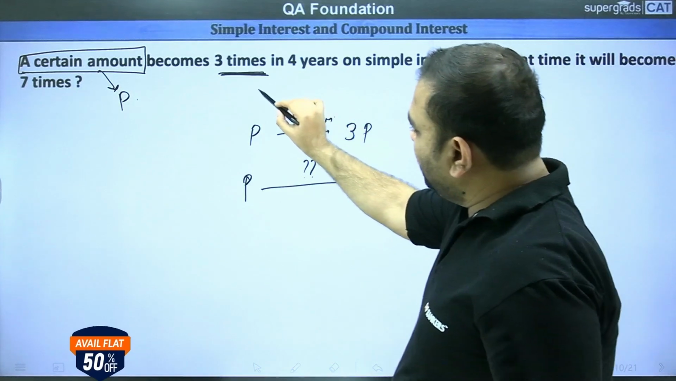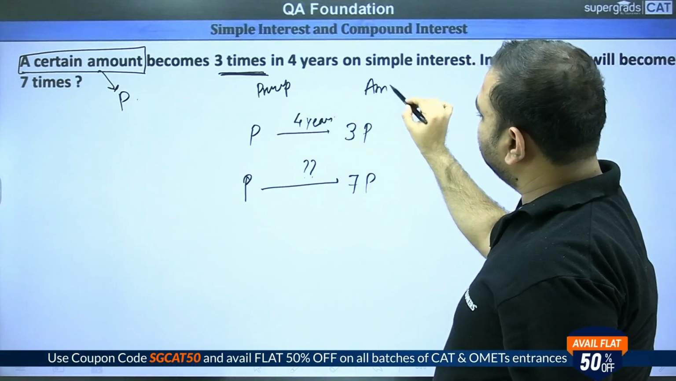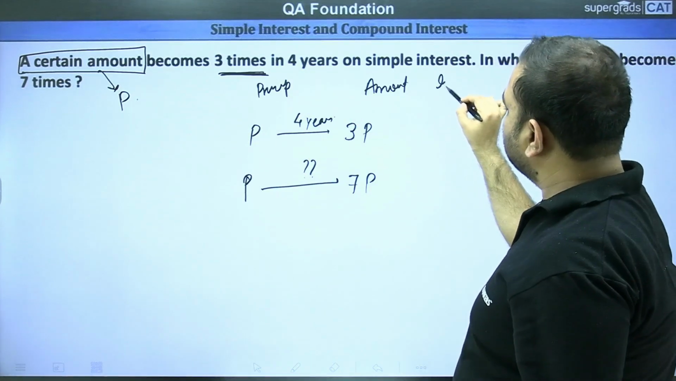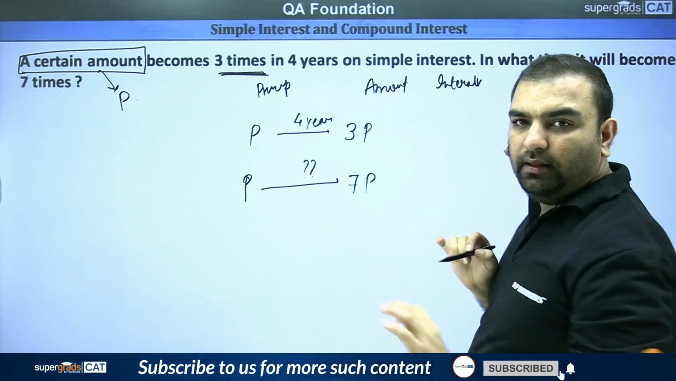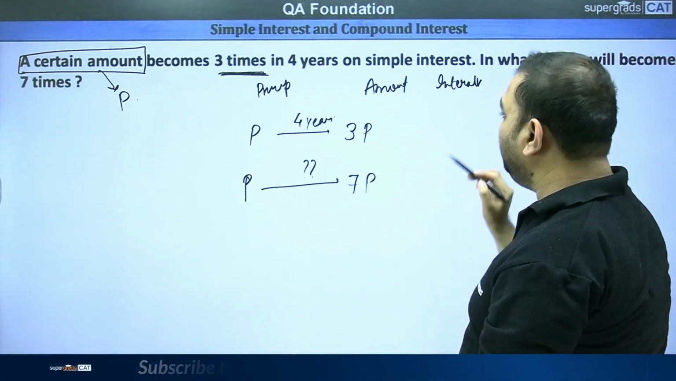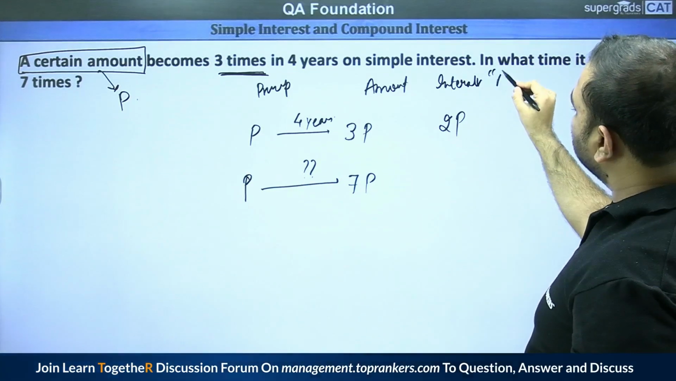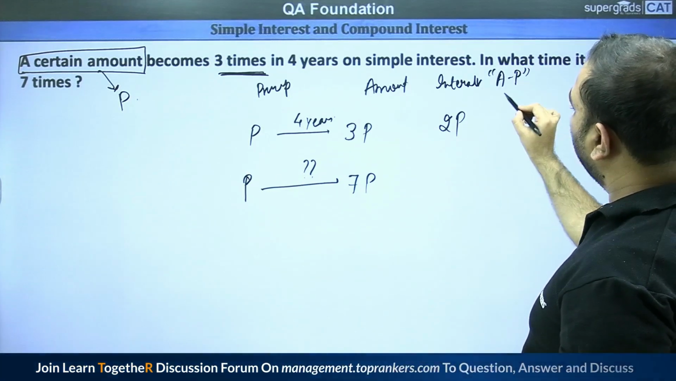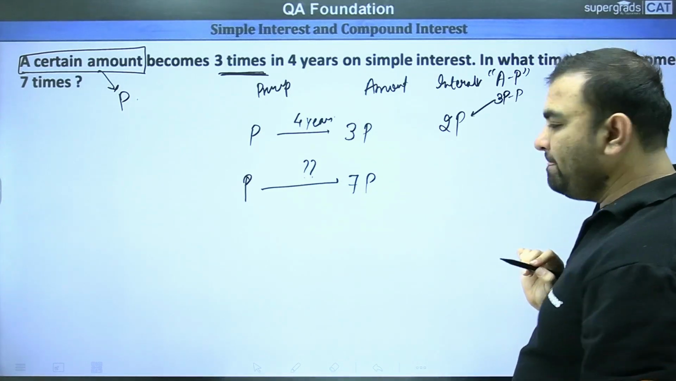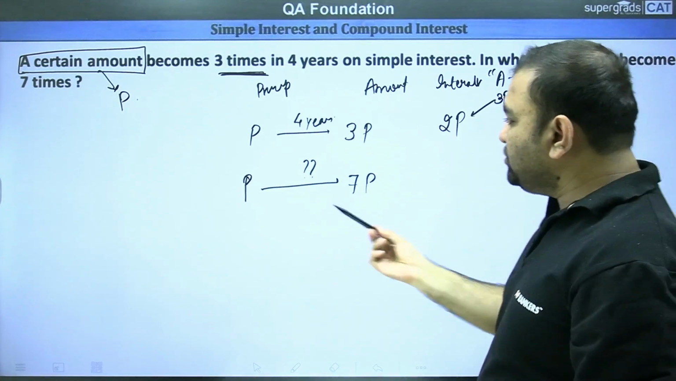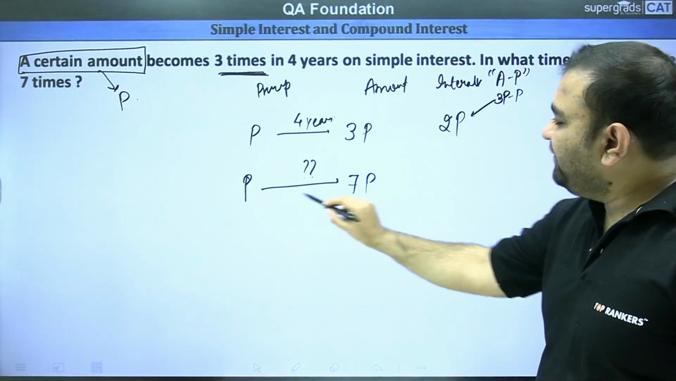Okay, so write it down. This is the principal and this is the amount. So how much is the interest you have got? When P is becoming 3P, you're getting an interest of 2P. कैसे पता sir? Interest is amount minus principal. Amount of 3P minus principal of P, 2P. So when P becomes 7P, how much interest will you get? 7P minus P, 6P.